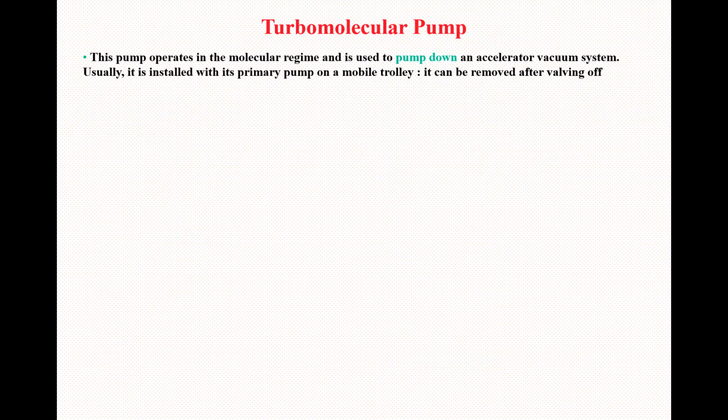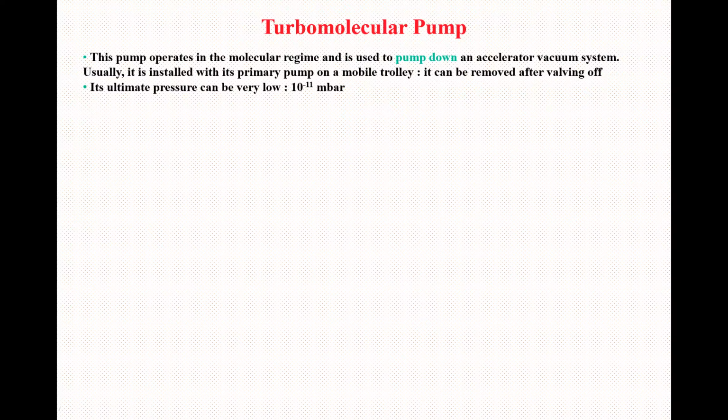The turbomolecular pump is basically a kind of vacuum pump which operates in the molecular regime. That's why it has been called a molecular pump, and it is used to pump down an accelerator vacuum system. Usually it is installed with its primary pump on a mobile trolley. It can be removed after warming up. This is a short definition or introduction for the turbomolecular pump.